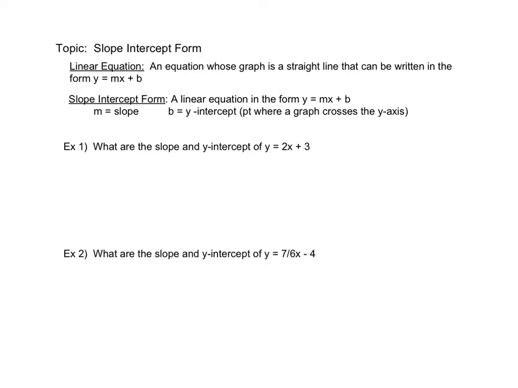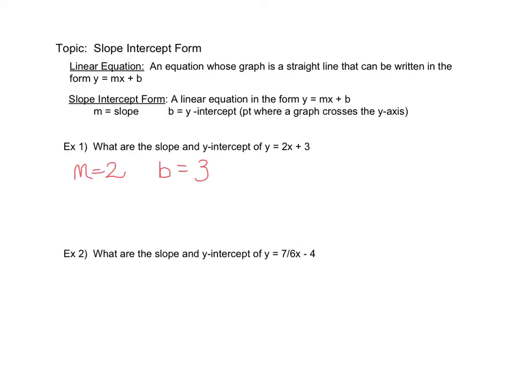Looking at example 1, if I'm asked to find the slope and the y-intercept of y equals 2x plus 3, my slope, according to my formula, is the number in front of the x, as long as y is by itself. Y is by itself here, so I can say my slope is 2. And again, as long as y is by itself, my b, my y-intercept, is the thing that's being added on. So my slope is 2 and my y-intercept is 3.